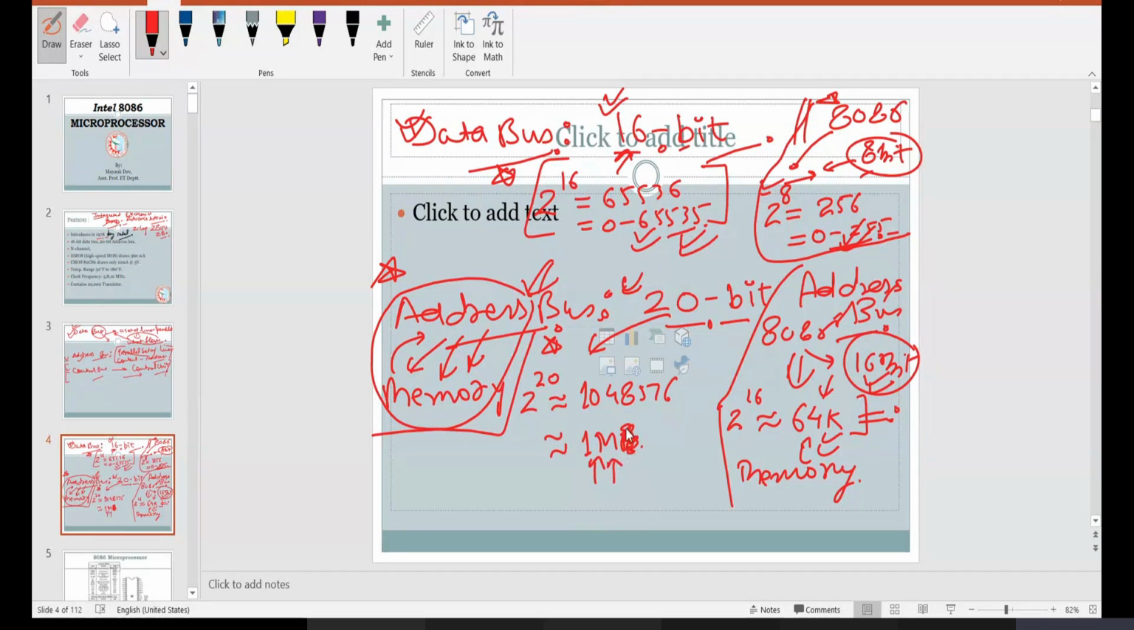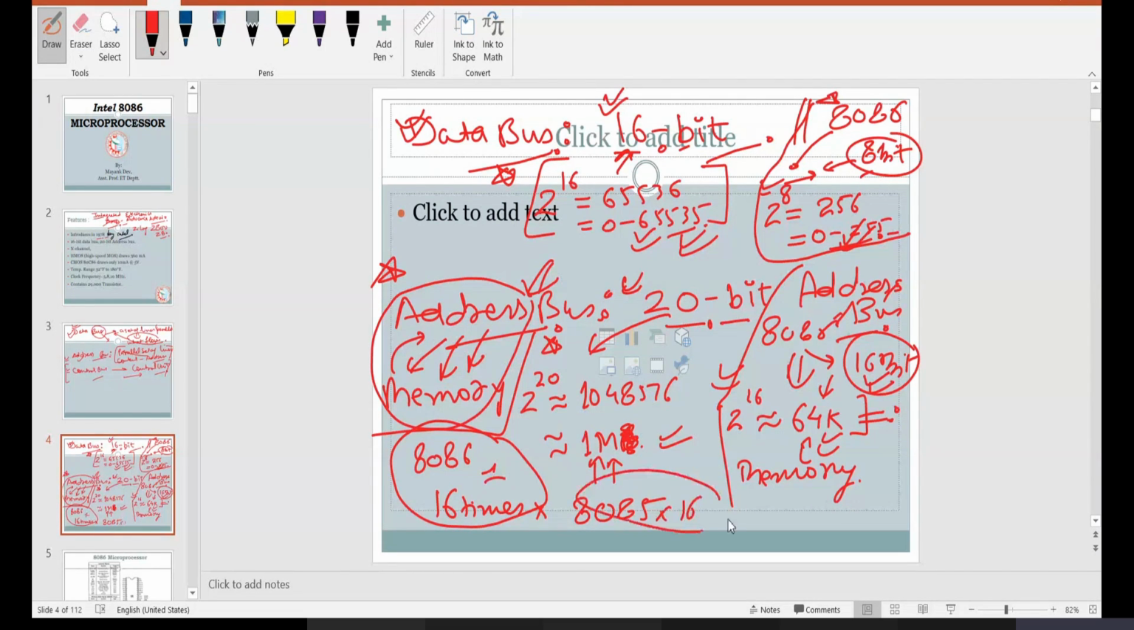How many times is it bigger than 8085? 64K versus 1M: it is 16 times that of 8085. In terms of memory, you need 16 8085 microprocessors to equal the 1M memory of 8086. See, this is how it is expanding with the capacity of processing in the 86.